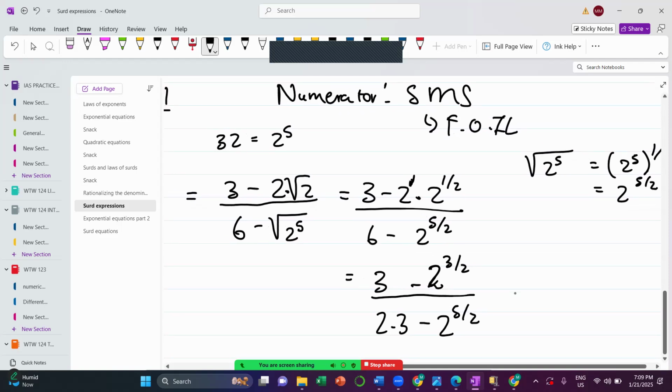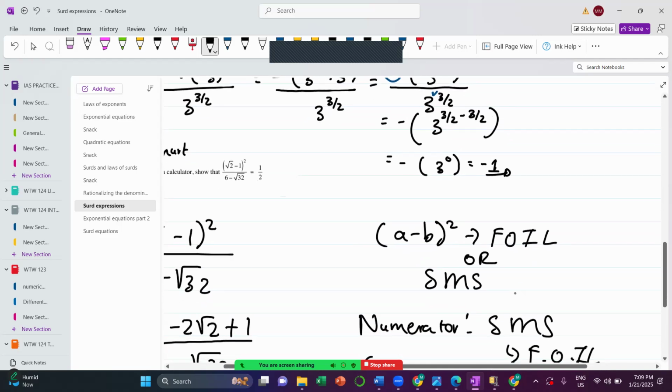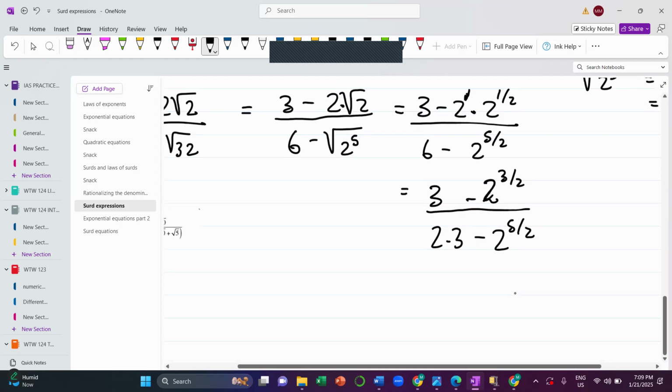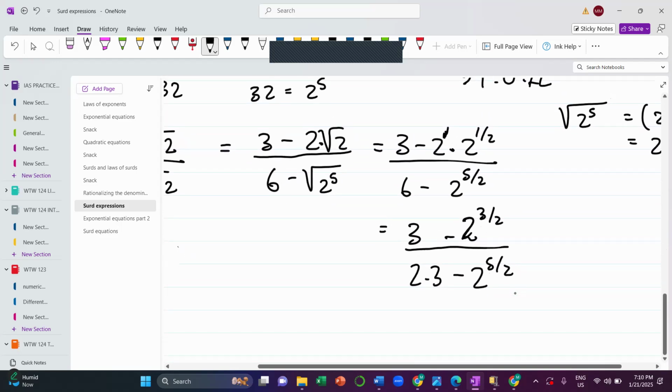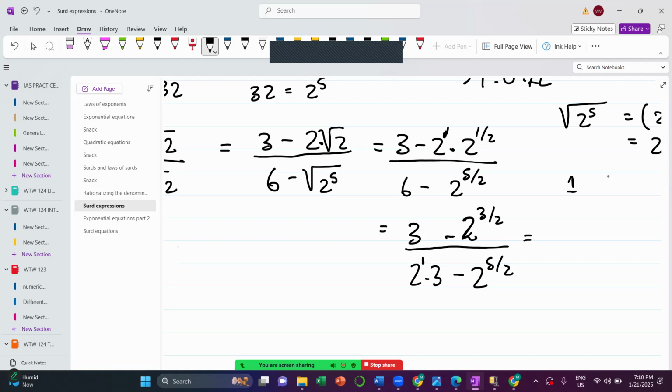So what are we actually asked to prove here? We are asked to prove that all of this is equal to 1 over 2. So let's continue. Do you notice that at the top, I can't take out any highest common factor? But at the bottom, I have a 2 to the exponent of 1. I know that 5 over 2 is just equal to 2.5, so 5 over 2 is greater than 1. Therefore, I can rewrite 5 over 2 as 1 plus something.